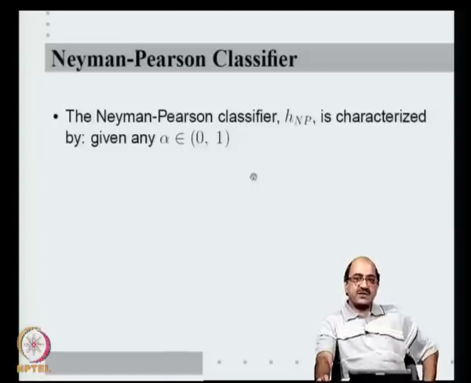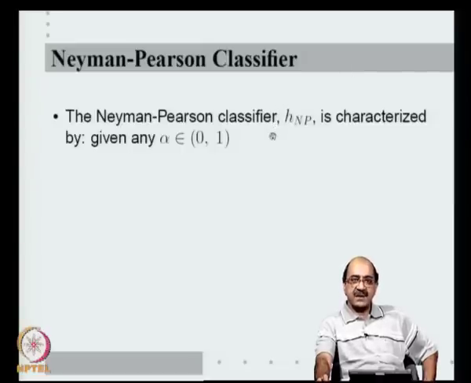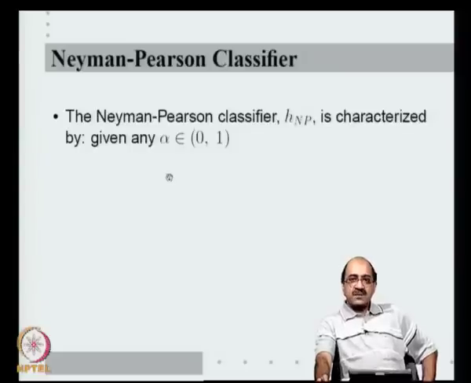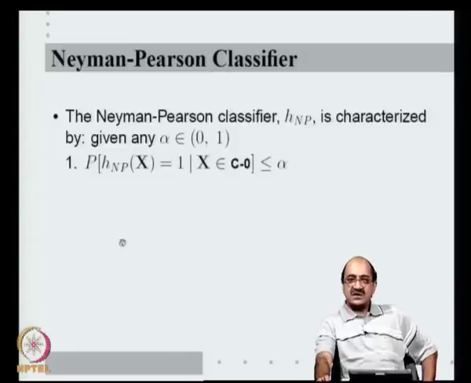The Neyman Pearson classifier, let us call it HNP. Earlier we were calling the Bayes classifier HB. So, we will call the Neyman Pearson classifier HNP. So, given any alpha in (0, 1), this is the upper bound on the type 1 error. What does HNP have to satisfy? Firstly, the probability that HNP(x) is 1 given x belongs to C0, that is wrongly classifying a class 0 pattern, is bounded above by alpha. Right? This is one thing that HNP has to satisfy.